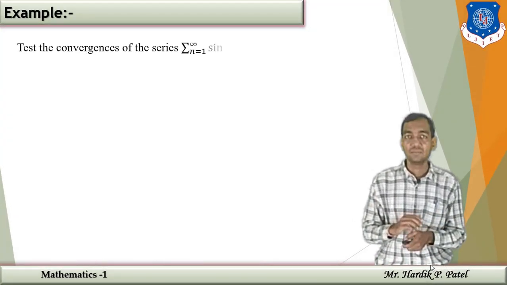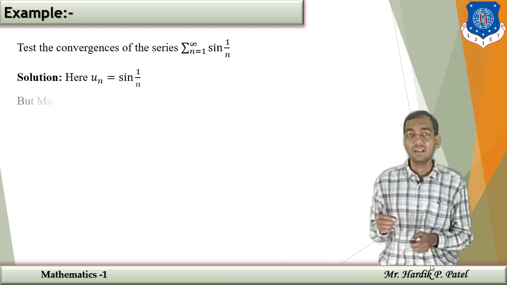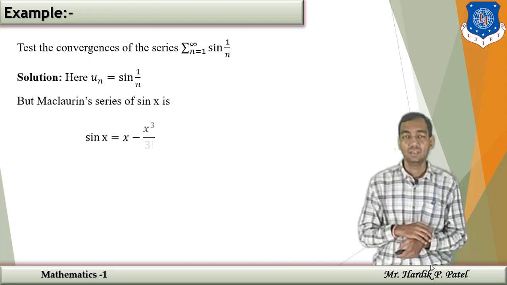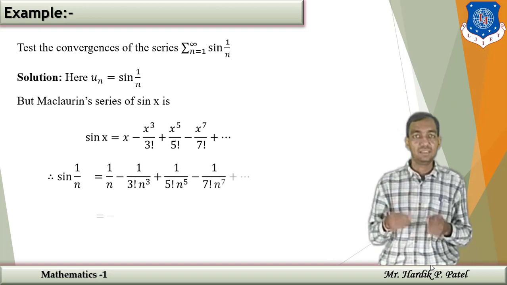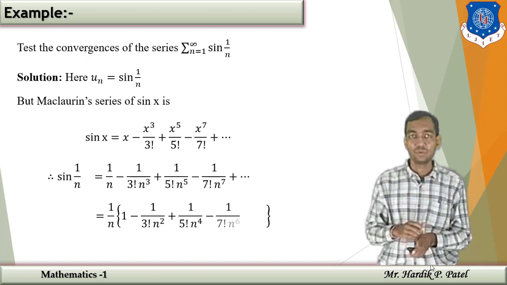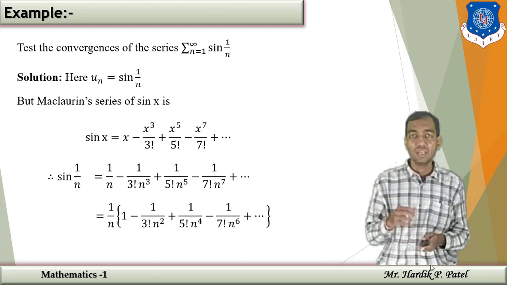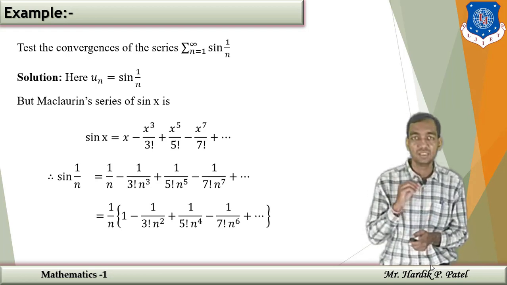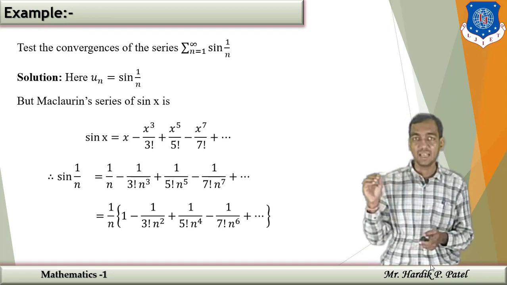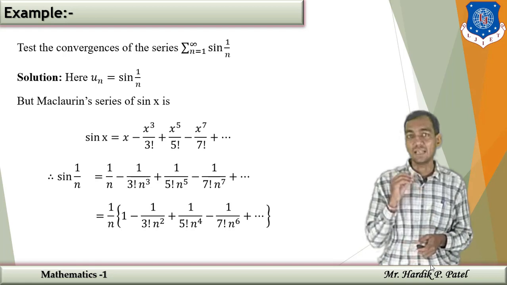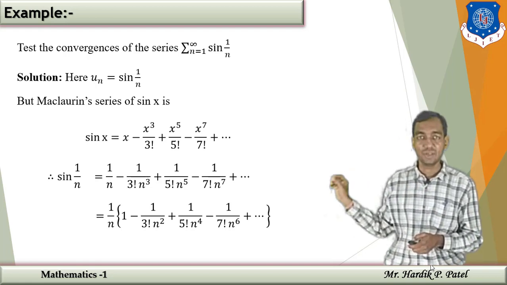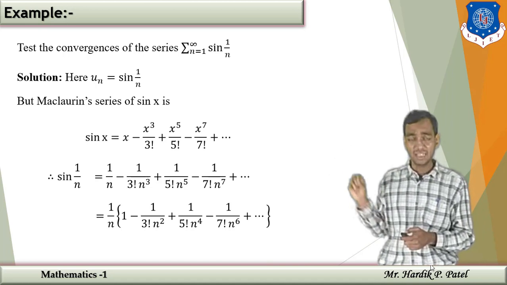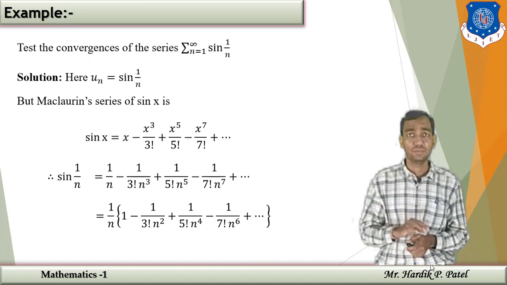Now test the convergence of the series sigma sin 1 upon n. Now see, this series is in trigonometric form. It is not given in a simple form. So we are going to use the Maclaurin series of sin x. Your un is sin 1 upon n. Now sin x as a series is x minus x cube by 3 factorial plus x raised to 5 by 5 factorial minus x raised to 7 by 7 factorial and so on.